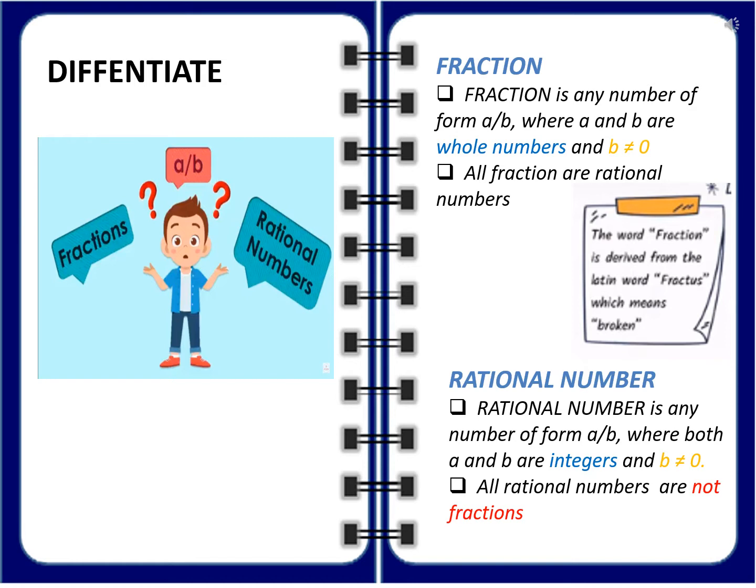Let's differentiate fractions and rational numbers. A fraction is any number of the form a over b where a and b are whole numbers and b is not equal to 0. Remember that all fractions are rational numbers, while a rational number is any number of the form a over b where both a and b are integers and b is not equal to 0. Remember that not all rational numbers are fractions.